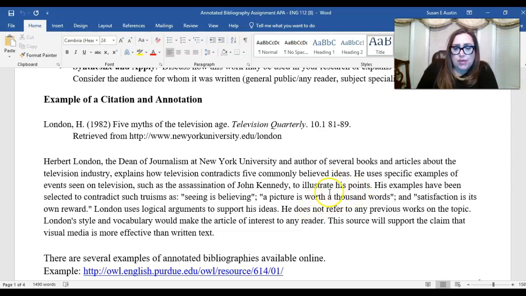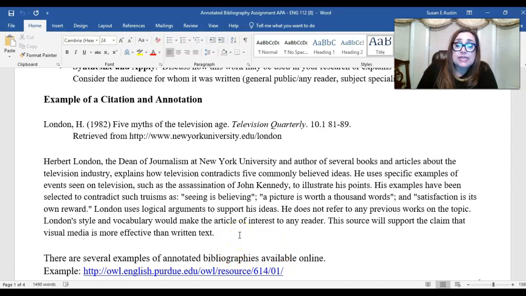So that was your evaluation, and I believe that was maybe 3 sentences. Like I said, I don't really count sentences, but that was a good, meaty 3 sentences. And then finally, you'll see the synthesis, and that reads, this source will support the claim that visual media is more effective than written text.